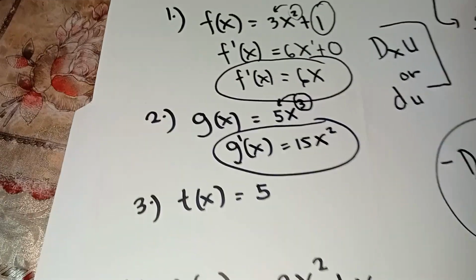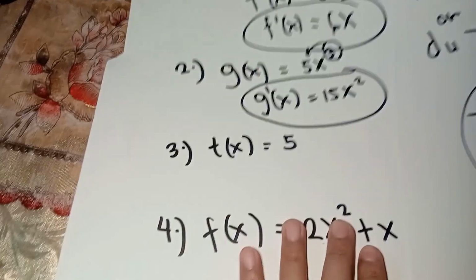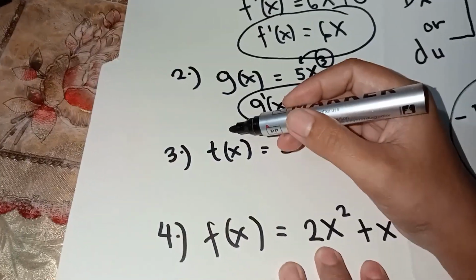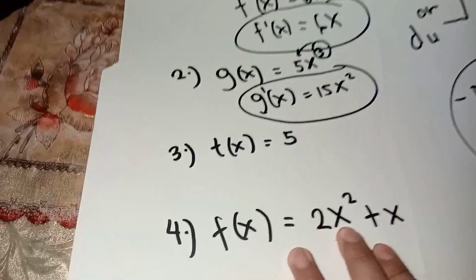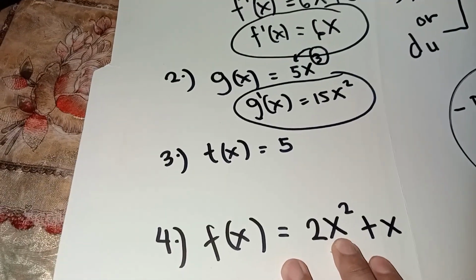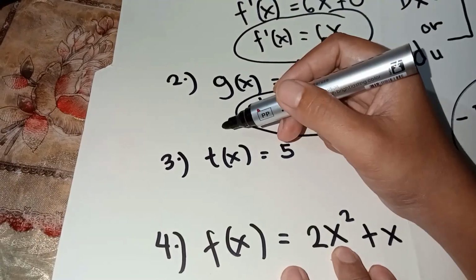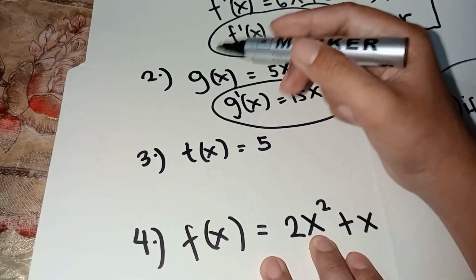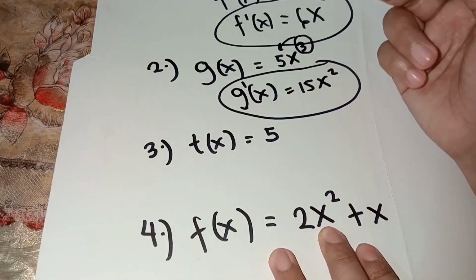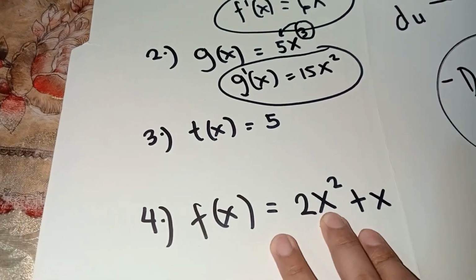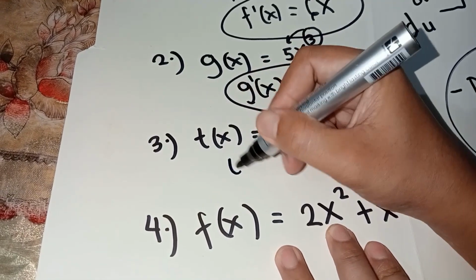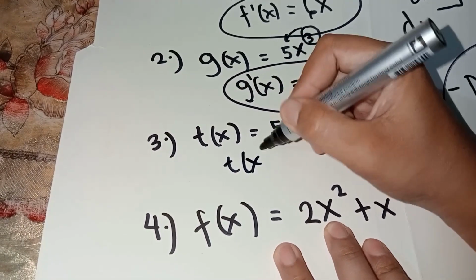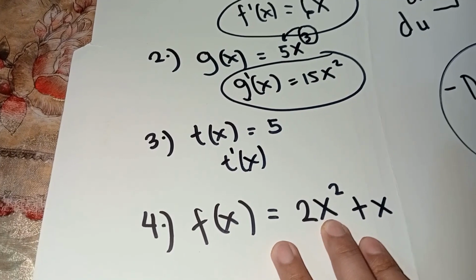Okay? We have example number 3. We have a function t of x. When we talk about a function, we can actually use other letters of the English alphabet, just like g, f, t, or m, or any letters you like. So in this case, we have t of x. Copy the given function, then write prime to represent the derivative.